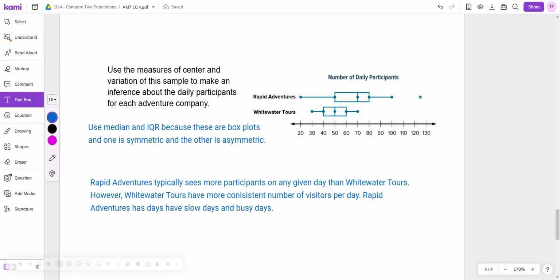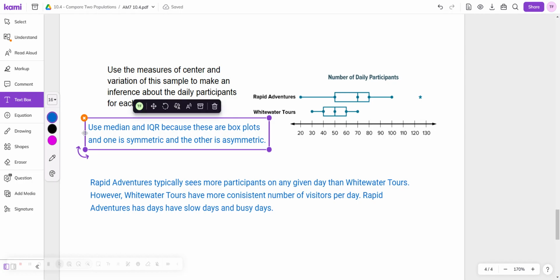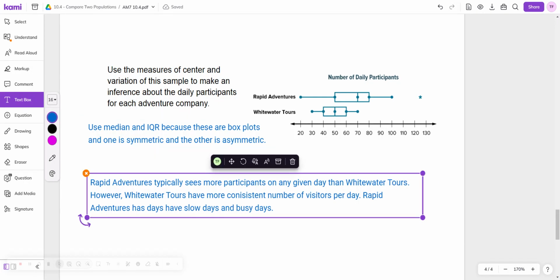So that means that we would definitely have to use median and IQR to represent the center and the variation. So as I said here, use median and IQR because these are box plots and one is symmetric and the other is asymmetric. Now, overall, based on what I see, one thing I see is that the median for Rapid Adventures is higher than the median for Whitewater Tours. I also see that the range for Rapid Adventures is much higher and the IQR is higher than it is for the Whitewater Tours. So based on that information, I wrote this.